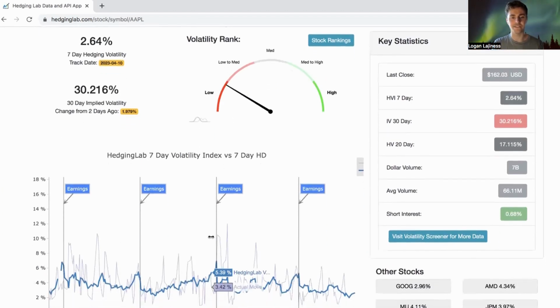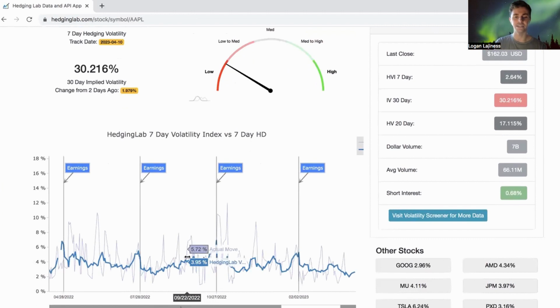We can come down to the 7-day volatility index, and you can see what Hedging Lab was pricing in for their volatility and what the actual move was. And it always seems to revert right around earnings, where Hedging Lab was pricing in 7% and they were at 5.77%. But then after the earnings, they dropped to 3.82% because the volatility got crushed. And you could see the actual move of Apple right up here, the 10.19%.